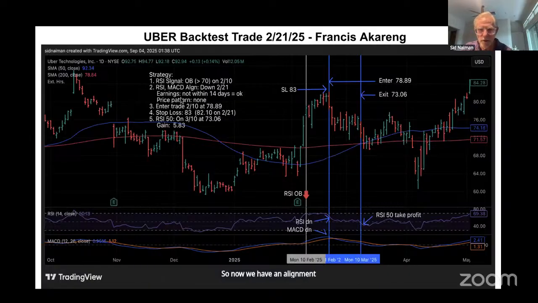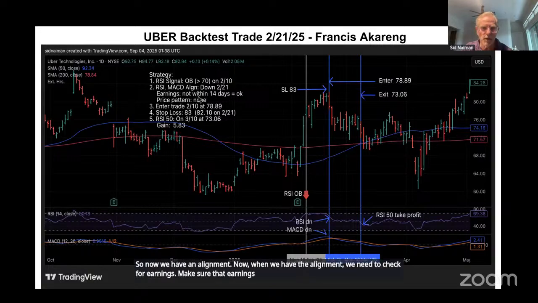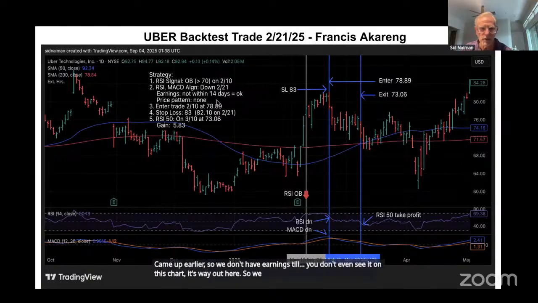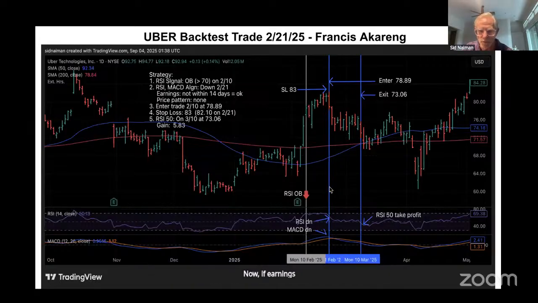Now, when we have the alignment, we need to check for earnings. Make sure that earnings is not within 14 days of the trade. If you're going to trade here, earnings has to be at least 14 days away or more. We see the big E of earnings came up earlier, so we don't have earnings till, you don't even see it on this chart. It's way out here, so we're way more than 14 days, so that's good. We're okay on earnings. If earnings were coming up within 14 days of this trade day, we would not trade it. It has to be at least 14 days out.